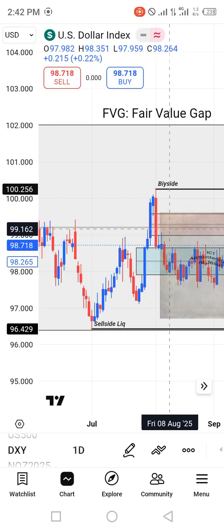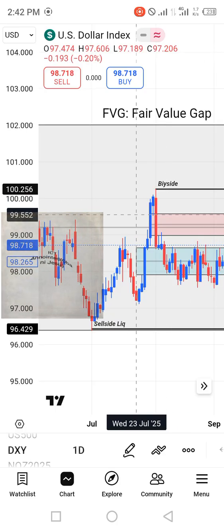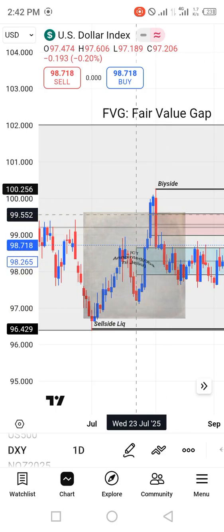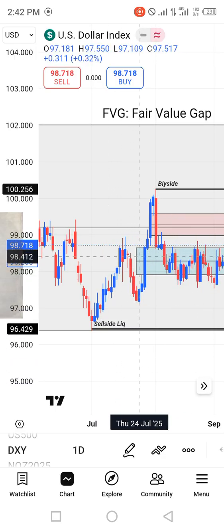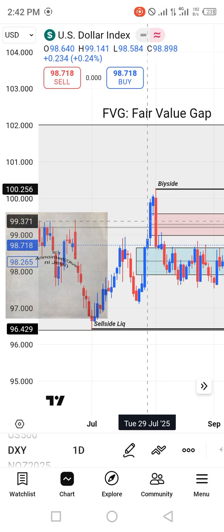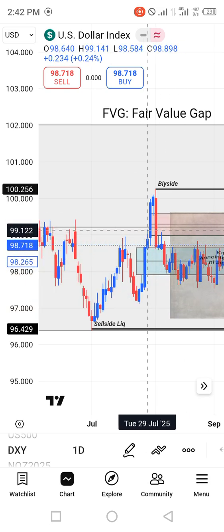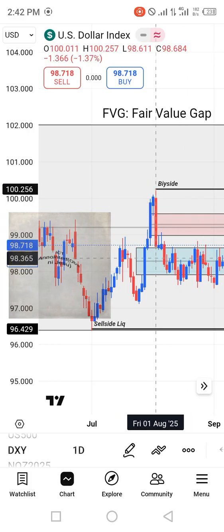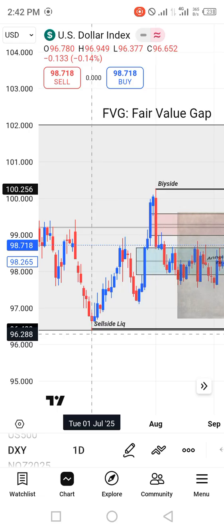That's what ICT calls a balanced price range, BPR, which means the market should not draw up from this very high of this candle. Market should not go up more than that until this low is out of the market.